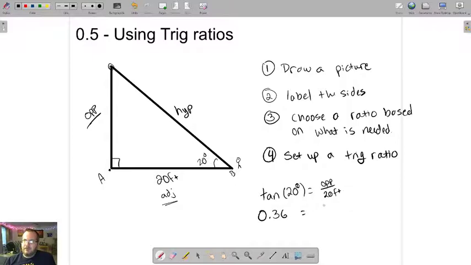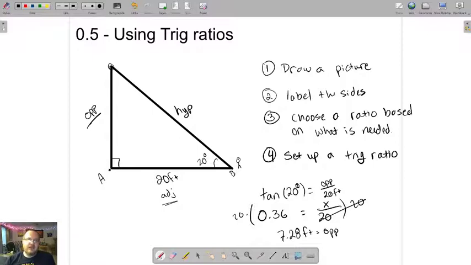And then that's going to be equal to the opposite side, which I don't know, so I'll use x for it, over 20. Now to solve this, I need to undo x divided by 20, which means multiplying everything by 20. When I multiply the right-hand side by 20, it cancels, and when I multiply the left-hand side by 20, I get, I have to hit enter on my calculator, 7.28 if I round. 7.28 feet is going to be how tall that is.